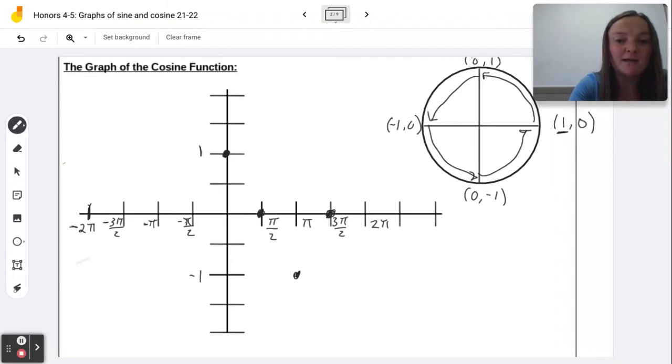Cosine of 2 pi is going to be back at, I think I messed this up. Give me 1 second. No, I think we're good. Cosine of 2 pi, we can see right back here, we're going to be back at 1.